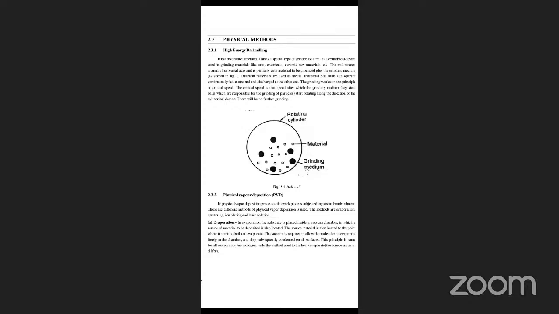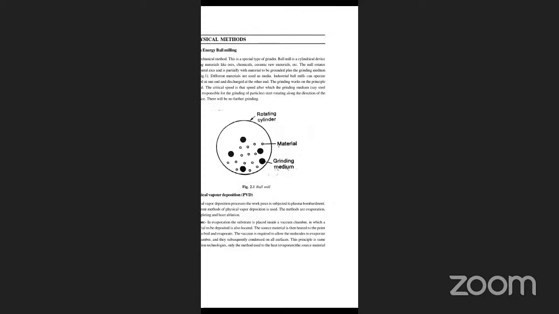Evaporation. In evaporation, the substrate is placed inside a vacuum chamber in which a source of material to be deposited is also located. The source material is then heated to the point where it starts to boil and evaporate. The vacuum is required to allow the molecules to evaporate freely in the chamber, and they subsequently condense on all surfaces. This principle is the same for all evaporation technologies. Only the method used to heat and evaporate the source material differs.